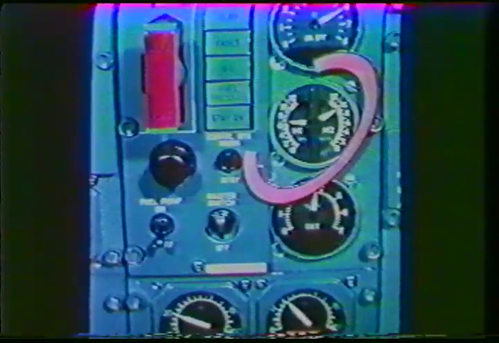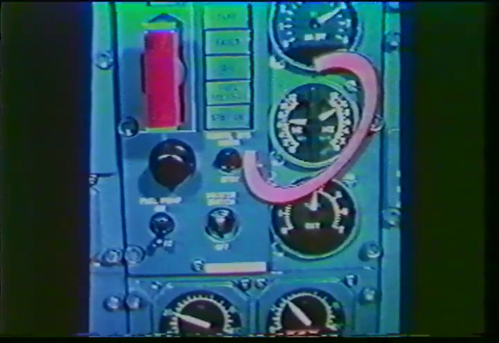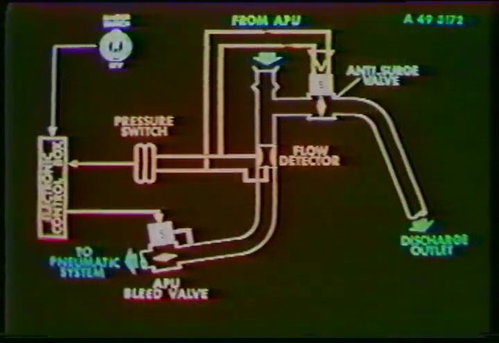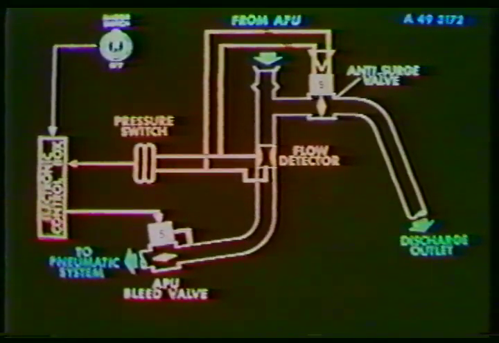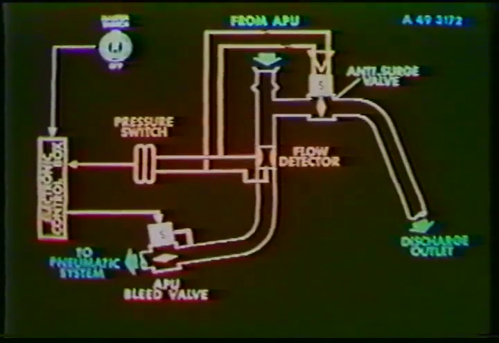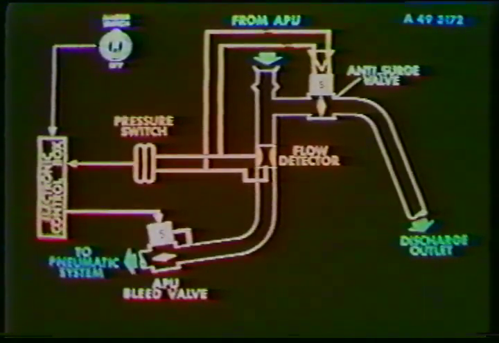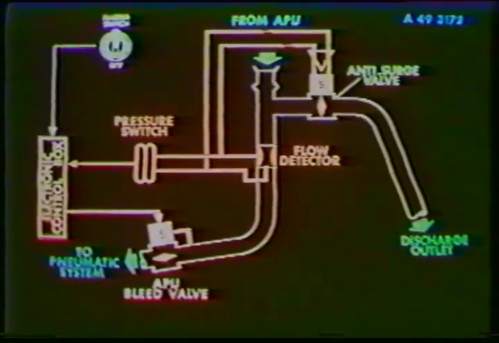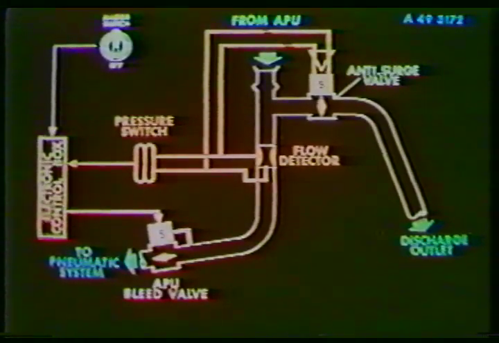To maintain a constant airflow at the outlet of the APU, a flow detector measures the airflow to the pneumatic system and opens the anti-surge valve when it decreases or closes it when the airflow increases. A pressure switch detects reverse airflow. The electronic control box assures the automatic shutdown of the APU bleed valve.